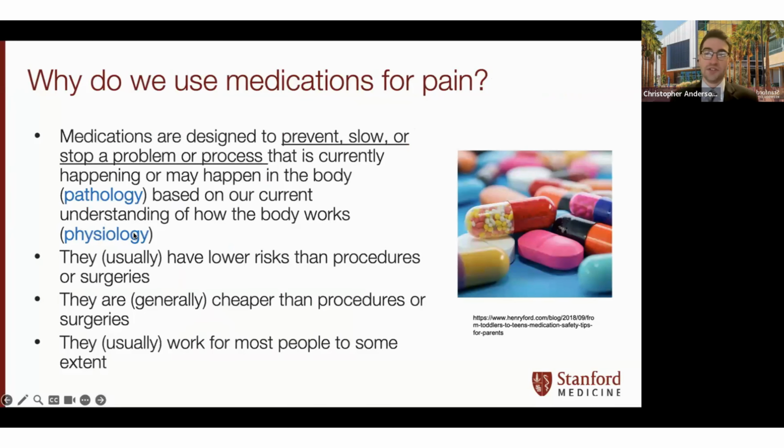So why do we use medications at all, right? In Western medicine, the medications we have in our arsenal are designed based on how we currently understand the body to work, which we call physiology. And we use them to prevent, slow, or stop a problem or process that is currently happening or may happen in the body. And we term such processes pathology or disease states.